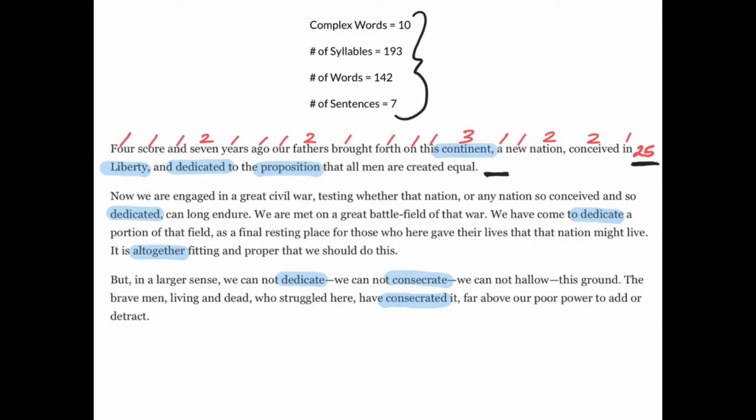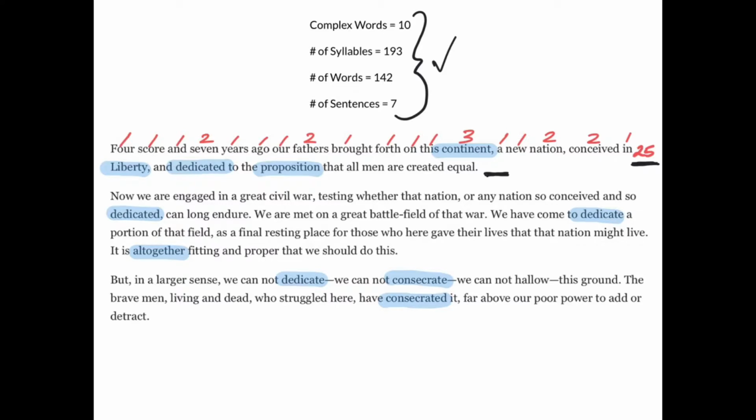You can also do the same thing with the number of words to make sure you don't accidentally count the same word twice. However, the more you mark up the excerpt, the more confusing it might appear whenever you're trying to answer these simple questions here: what are those variables? Or whenever you're trying to make sure you get everything you need. However, I've already done this for you. I found the complex words is 10, the number of syllables is 193, the number of words is 142, and the number of sentences is 7.